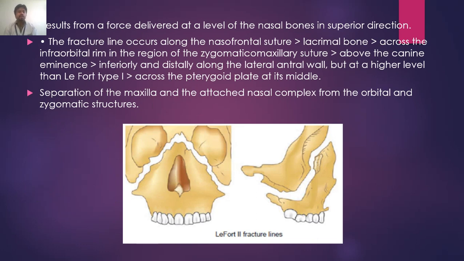The fracture line occurs along the nasofrontal suture, the lacrimal bone, then goes across the infraorbital rim in the region of the zygomaticomaxillary suture, proceeds above the canine eminence, then proceeds inferiorly and distally along the lateral antral wall, but at a higher level than the LeFort I type. Then it proceeds across the pterygoid plate at this middle portion.